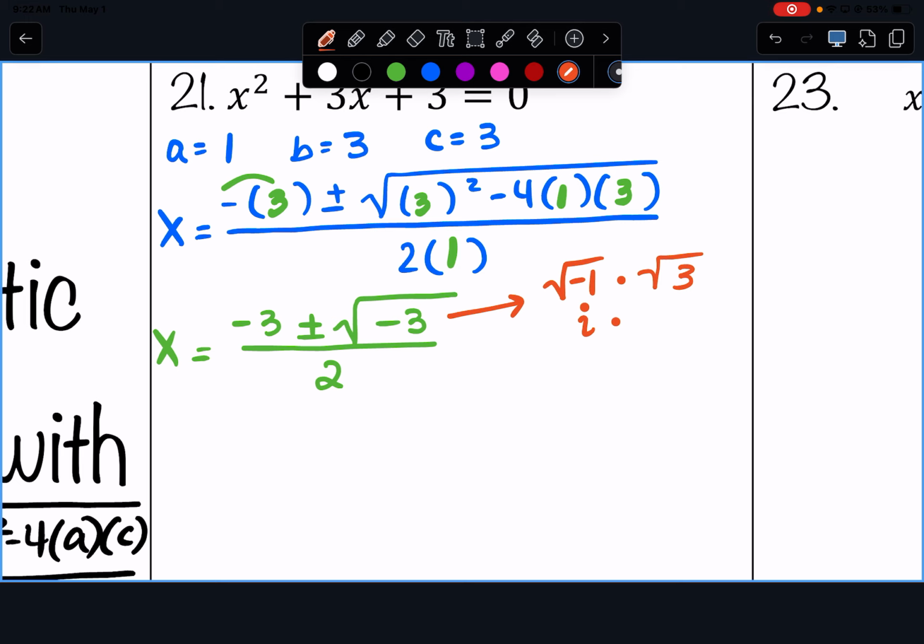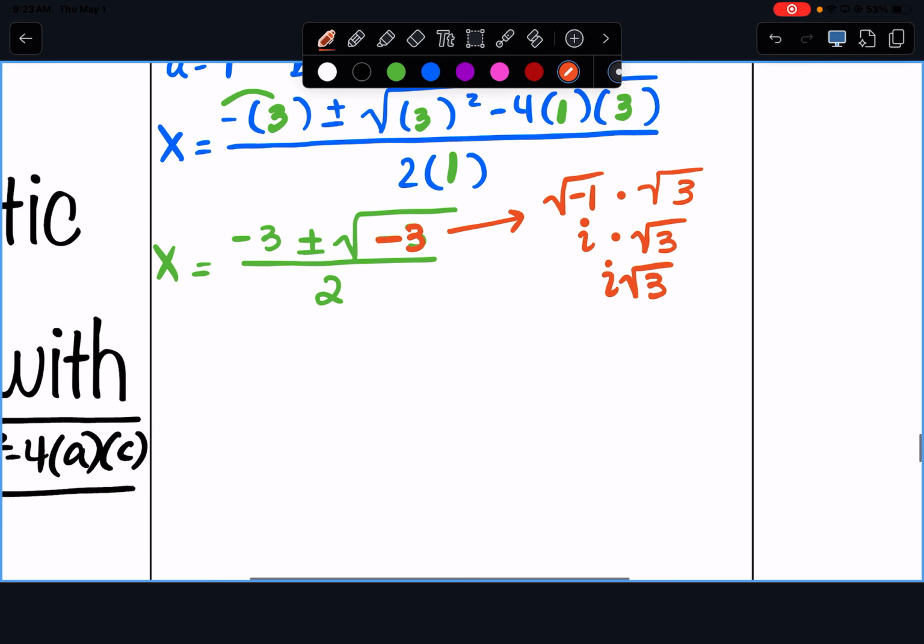Hit the power. So it'll be the square root of 3. And then how would I write that? Wait, why is it negative? Okay, because that is negative 3 right there. So we have to break it into negative 1 and positive 3, because we can only take the square root of negative 1. So we get i root 3.